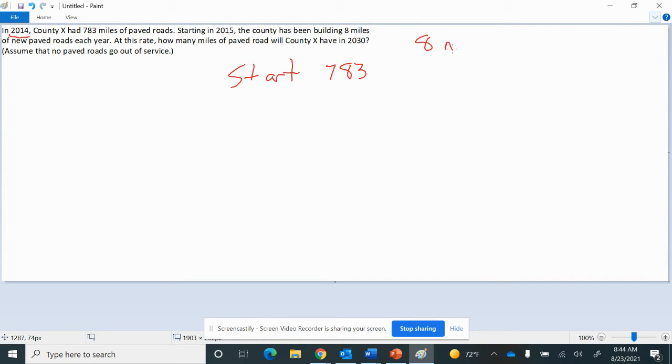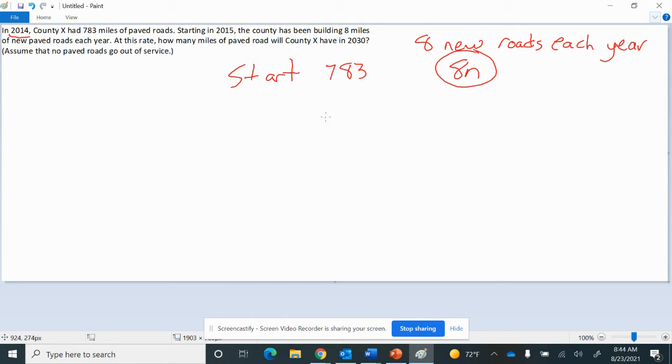So 8 new roads each year after 2014 means we're going to be adding 8 per year, or 8n, 8x, whatever letter you want to use. It's really just a spot saver to figure out what number we will be plugging in. But we have 8 new roads each year. That is the expression 8n.